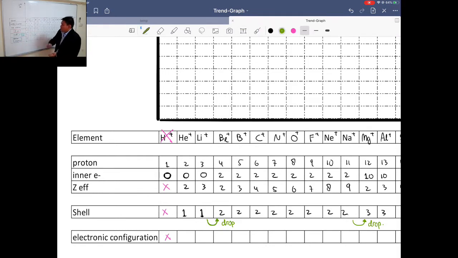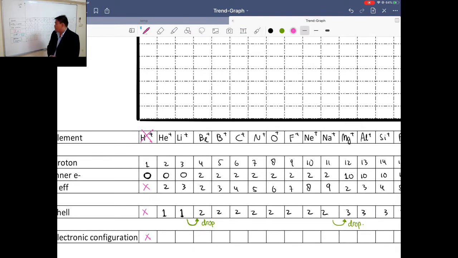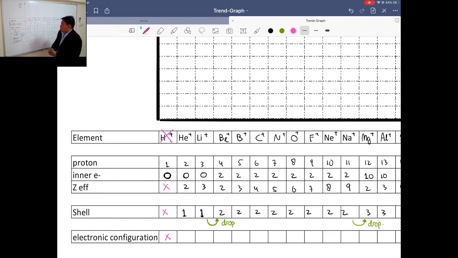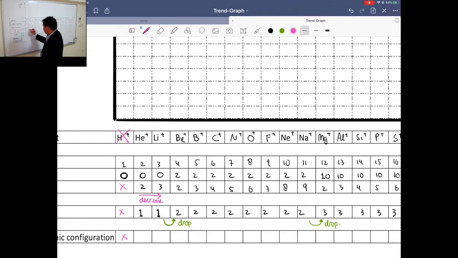In the case of effective nuclear charge, it also affects the second ionization energy. How? Effective nuclear charge is a measurement of how strongly or weakly the electron is attracted to the nucleus. So the higher the effective nuclear charge, the higher the second ionization energy. So we mark here the effective nuclear charge. I'm going to mark the pattern.